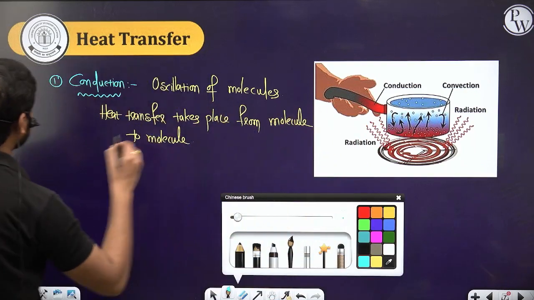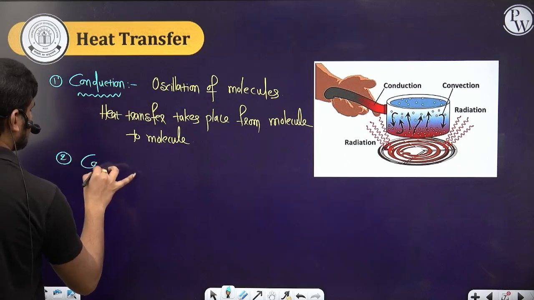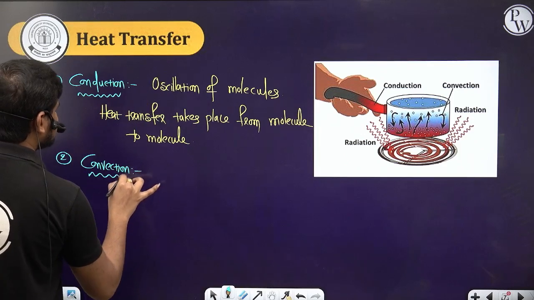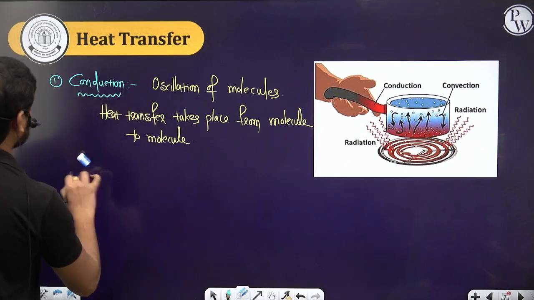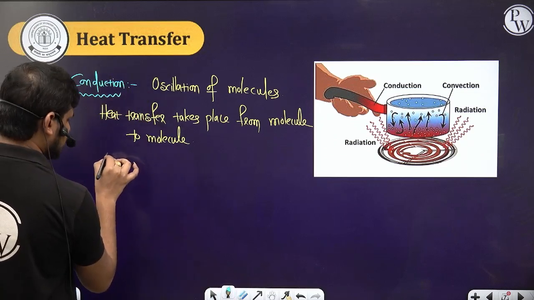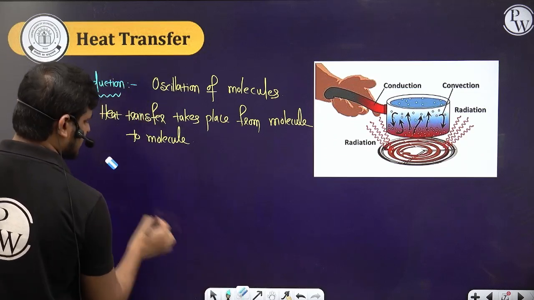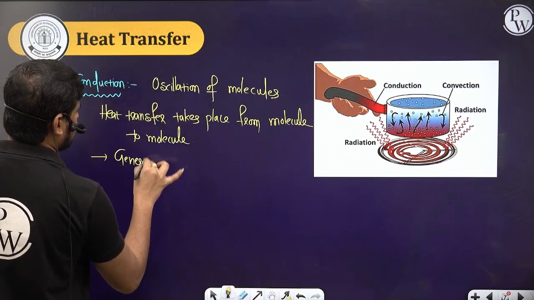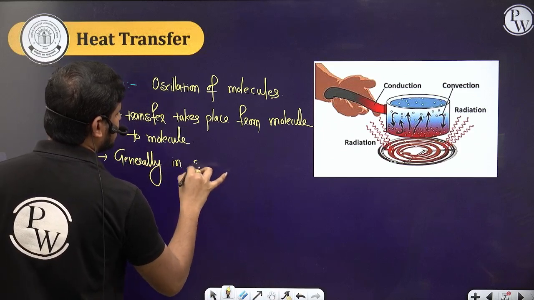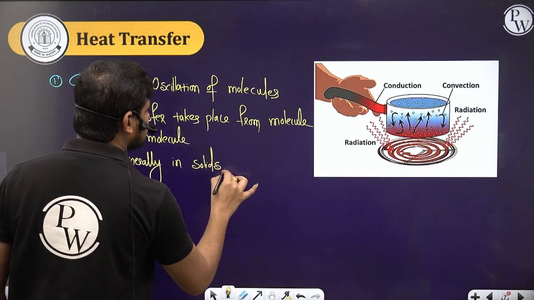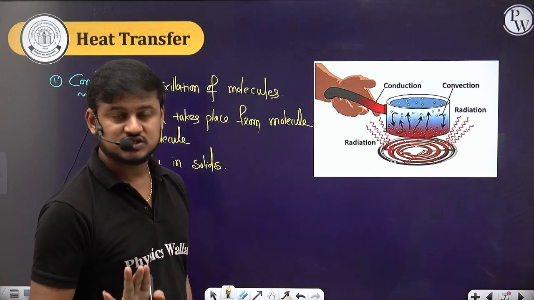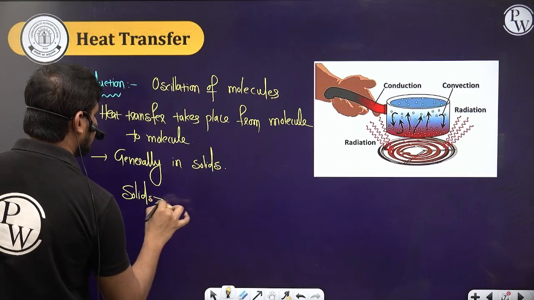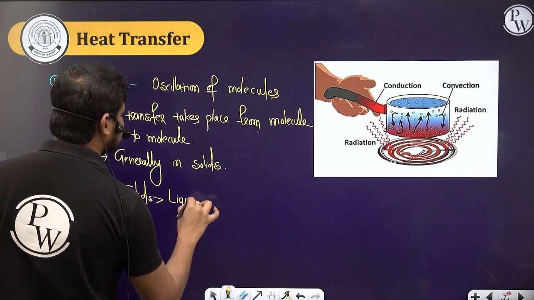And coming to the convection, so here what happens is, once the molecule takes the heat, the layers of heat... But one more thing about the conduction. Generally it occurs in solids. So conduction is generally considered in solids. Okay, so in fluids and gases also the conduction process occurs, but in solids it will be more. So solids, it is greater than liquids, then gases.